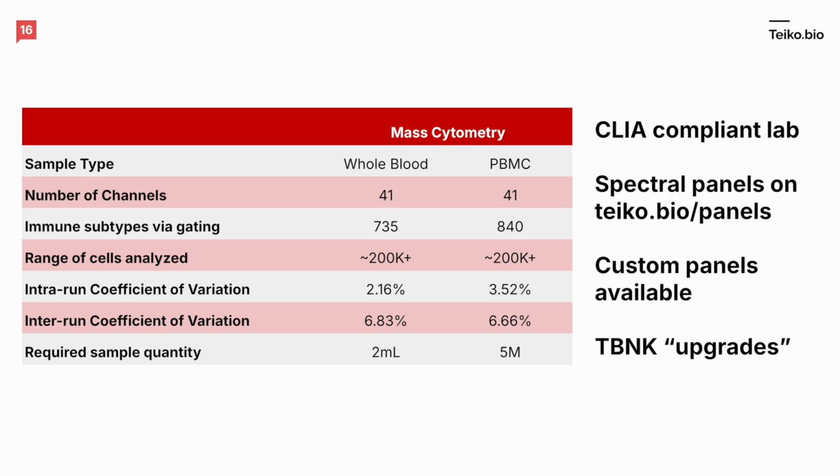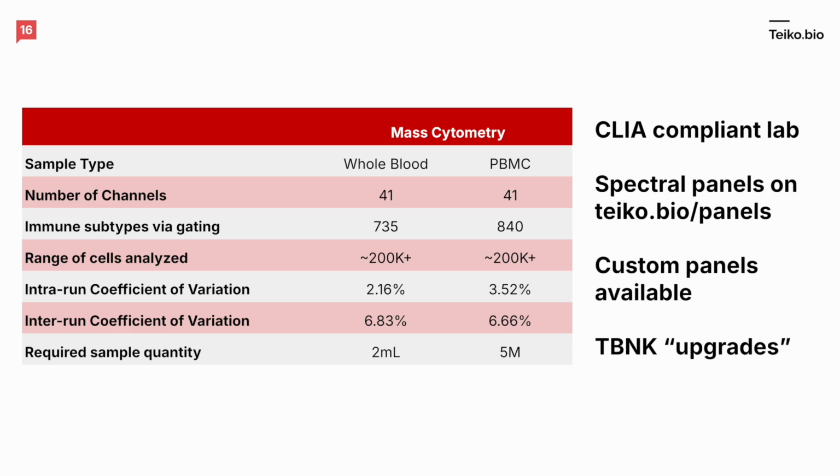For our panels, we have both mass cytometry and spectral flow panels that are validated with single-digit coefficient of variation. We support both whole blood and PBMC. Just an excerpt from our mass cytometry, up to 41 channels here. We can drop in channels as well for people who are doing CAR-T or other kind of variations. Hundreds of thousands of cells analyzed, and we all run these in our CLIA-compliant lab.